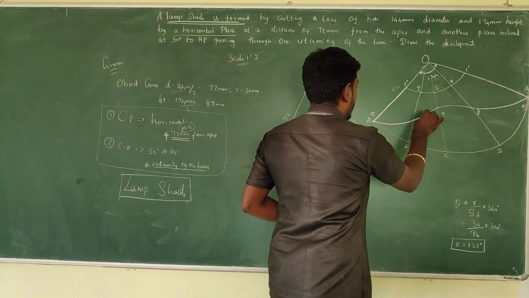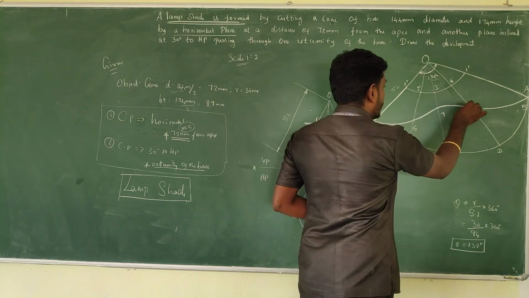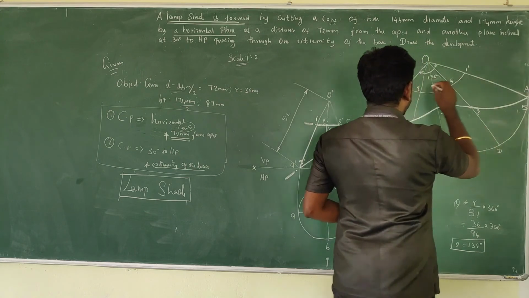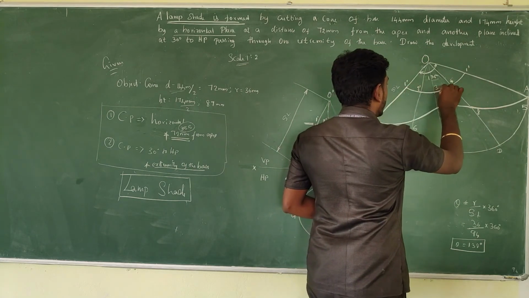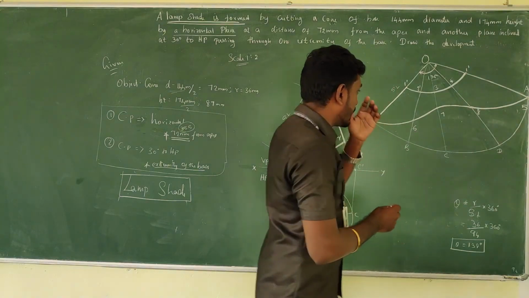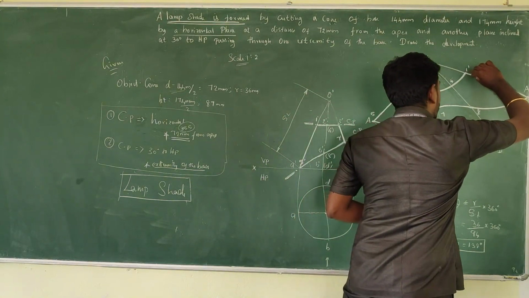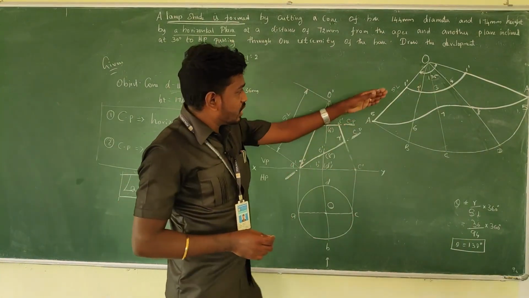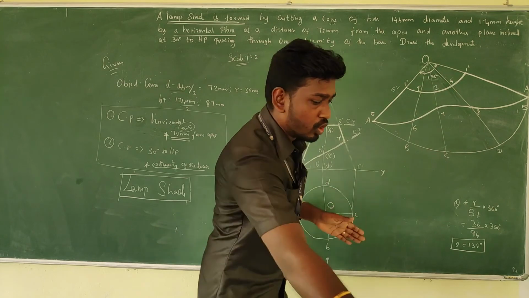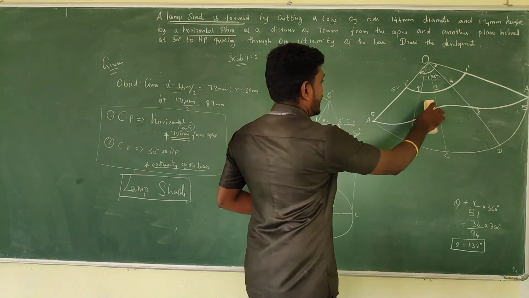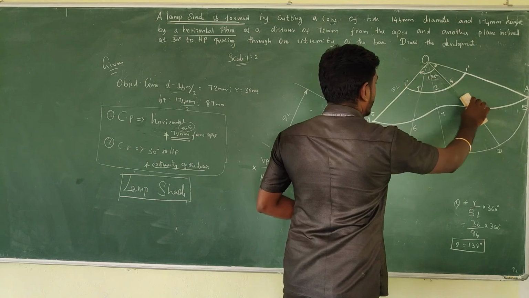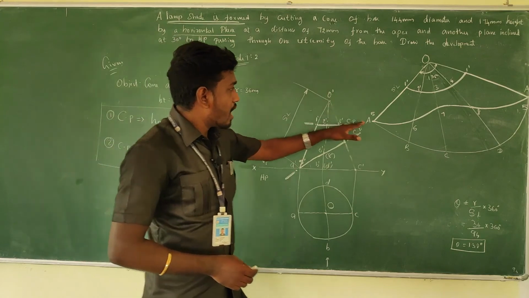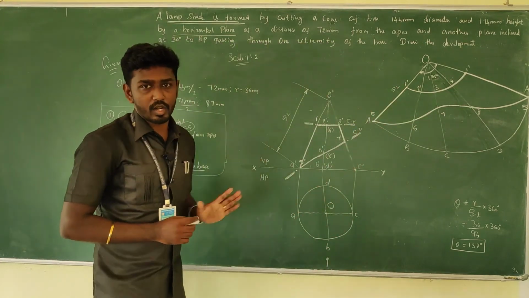The shape is called the development of lampshade. Make as a dark one, this edge as well. This is a cone, so there are no intermediate edges, so no need to darken the intermediate lines. It's a generator, so you should not darken the intermediate lines. Only the outer layout should be a dark one.